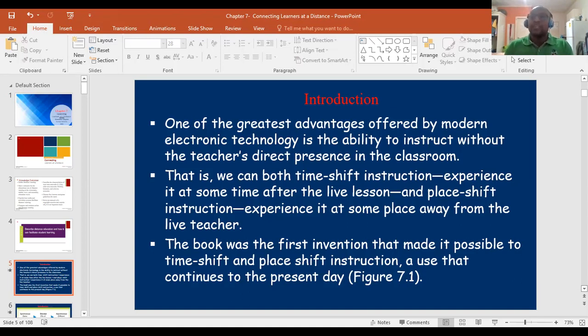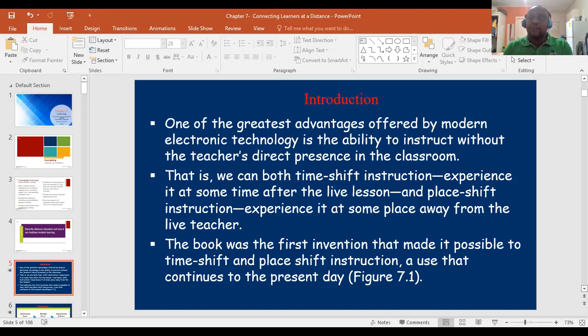And also we can place shift instruction. Experience such instruction at some place away from the live teacher and still get the point that the teacher is trying to convey to you.